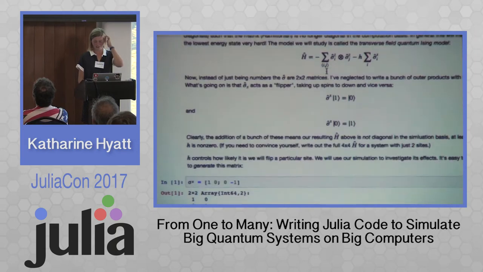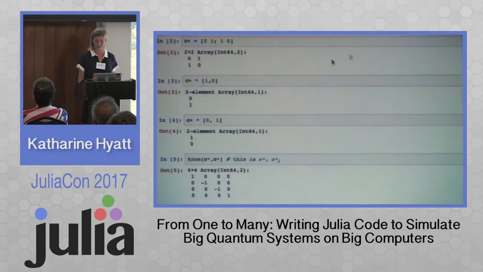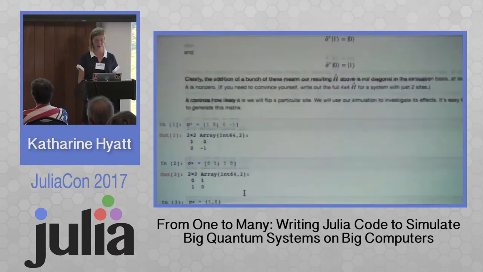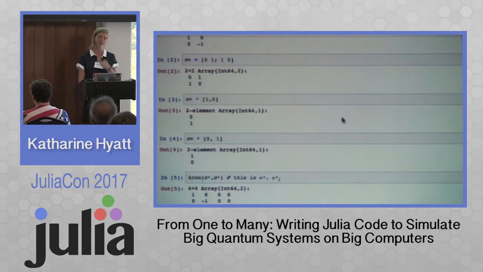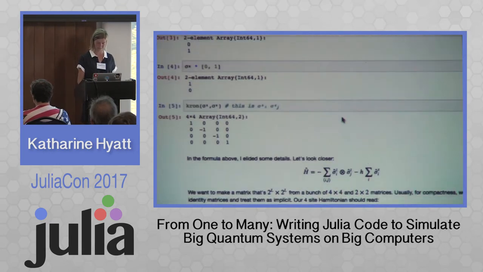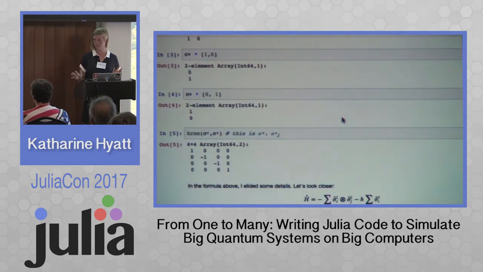If you want, and to see how the two sigma z's interact, we can just take their Kronecker product, and that gives us this 4x4 array, which would describe how this blob interacts on a bond in the spin chain. Sound good? Yes.